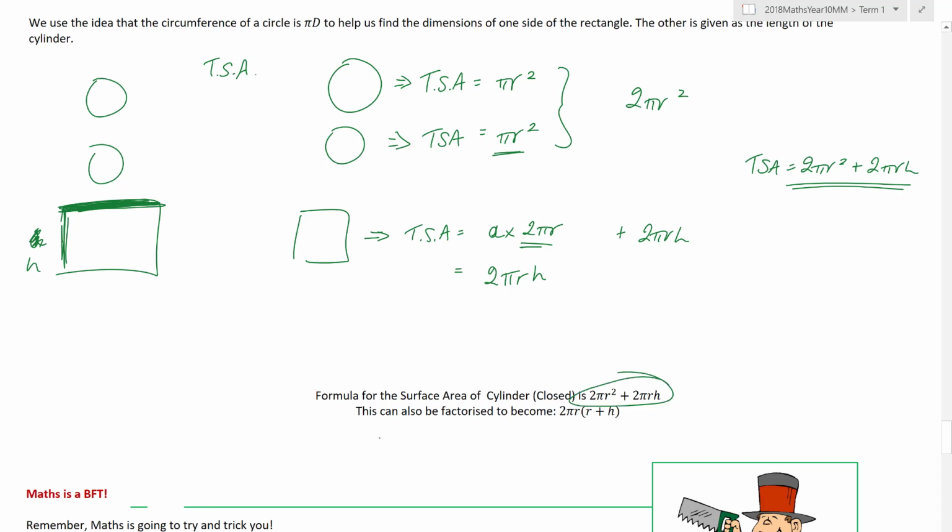There we go, 2 pi r squared plus 2 pi r h, which, for those of you who are well and truly on the road of factorizing, can be written as 2 pi r, and in brackets r plus h. Come back to that some other time.